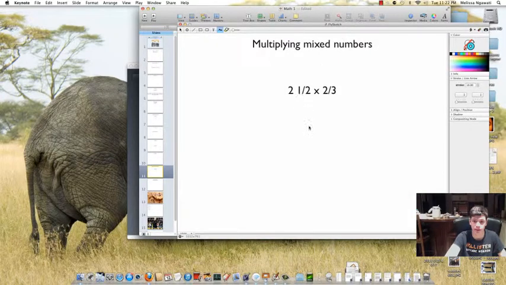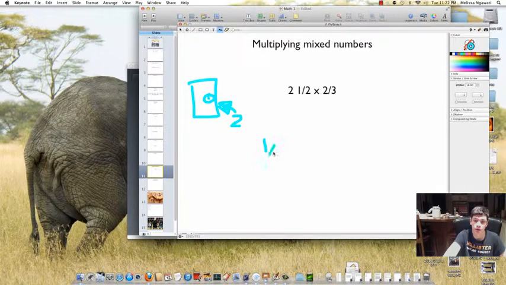Multiplying mixed numbers. 2 times 1/2. This is one of the easiest operations to do. First, you start off with your whole number. What we're going to do is put it over here. Don't forget about it, but we'll put it in the safe. Lock it up, but remember to keep the combination.